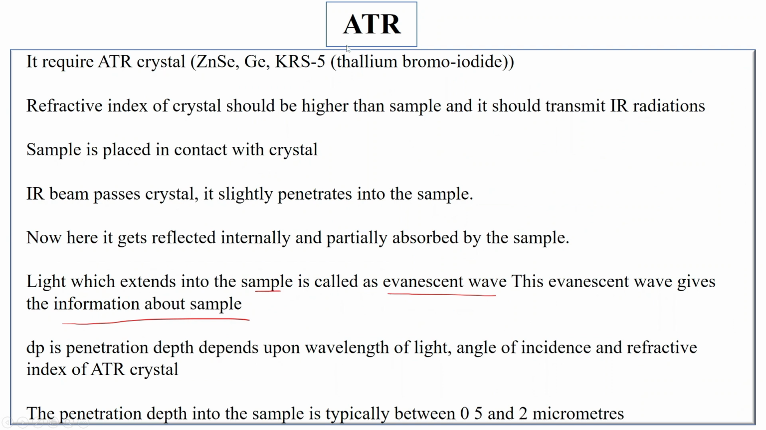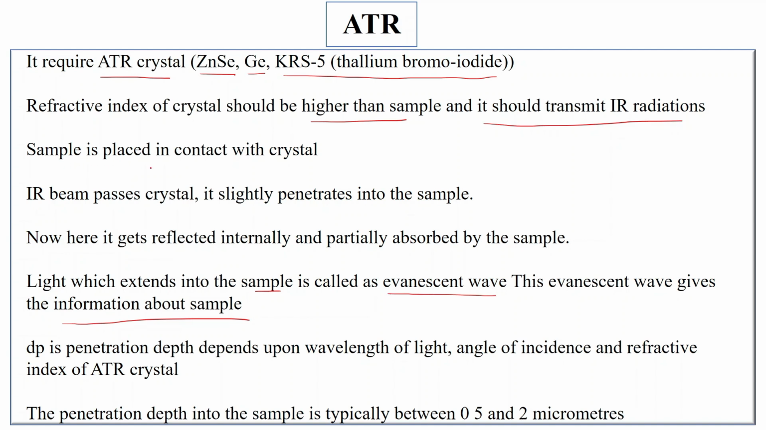Now, as we told, ATR makes use of the ATR crystal, and most of the time the crystals used are zinc selenide, germanium, and thallium bromoiodide. So these are the materials of the crystals which are being used. Now the refractive index of the crystal should be higher than the sample and should transmit the IR radiation. So this is the requirement of the crystal: the refractive index of the crystal should be higher than the sample and should also transmit the IR radiation.